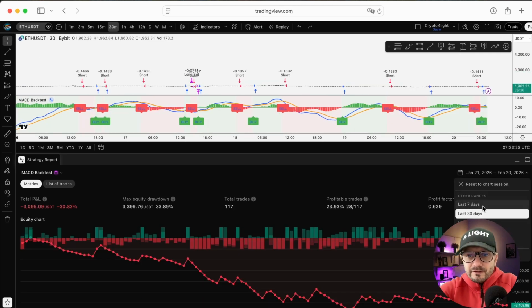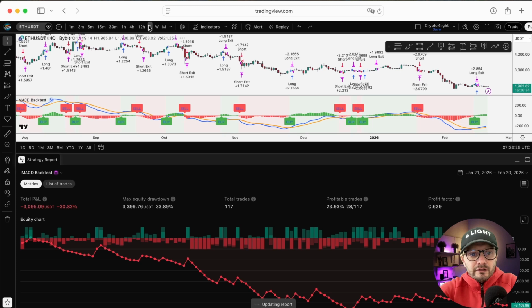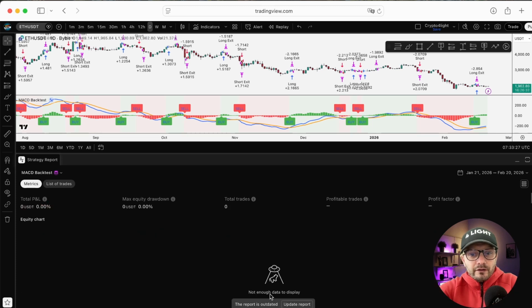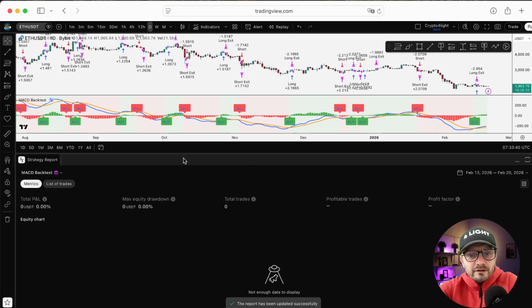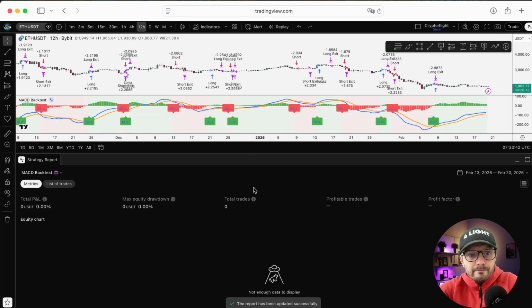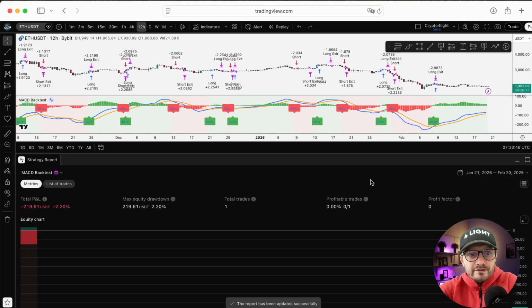Now, let's go to the higher time frames. The last 30 days, daily time frame, not enough data to display. Let's double check the last 7 days, not enough data. 12-hour time frame, last 7 days, not enough data. Last 30 days, if we trade on a 12-hour time frame, we could lose 2%.